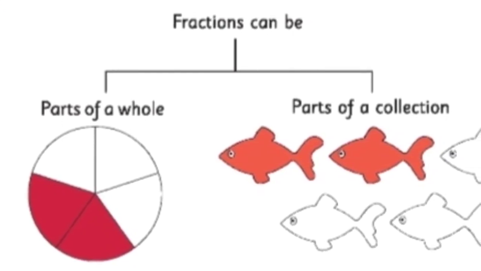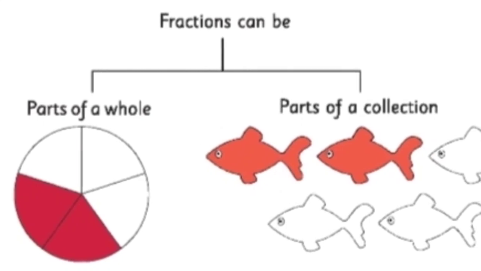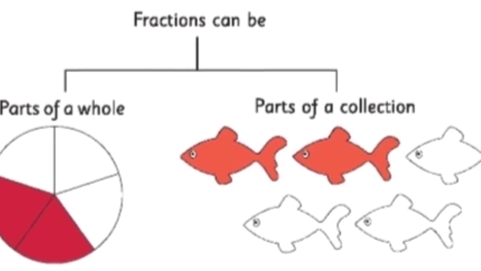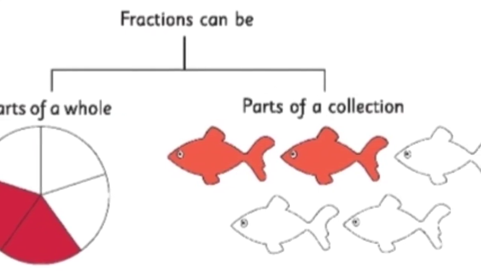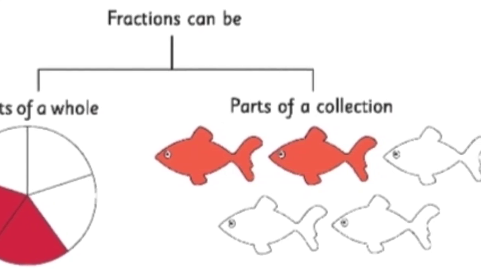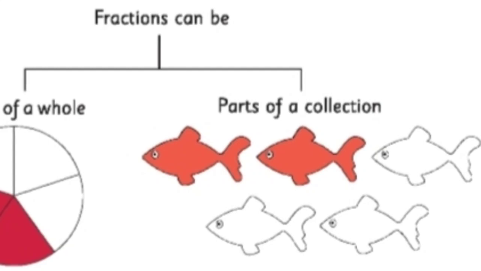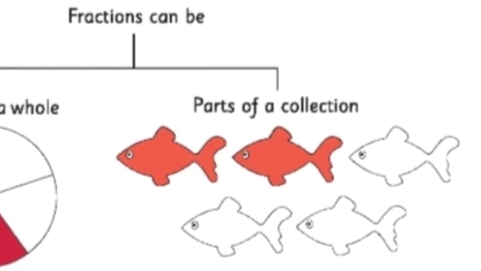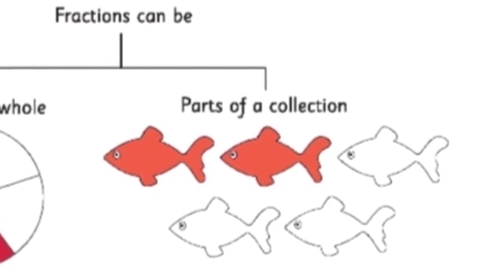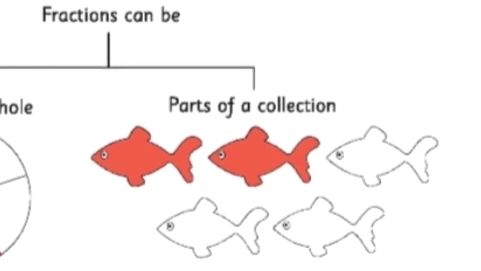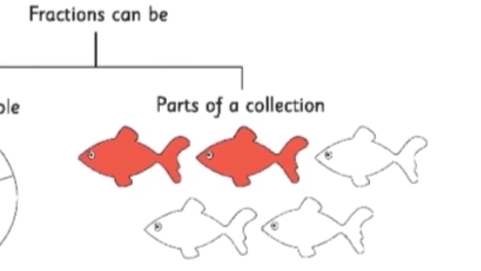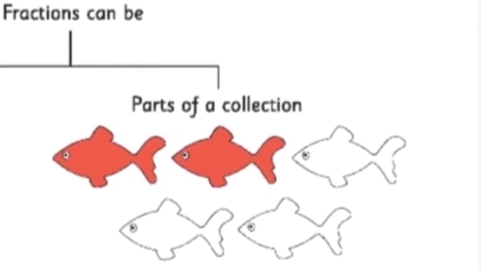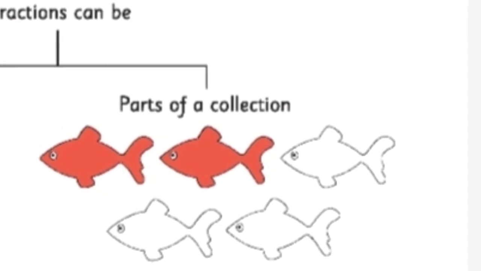Here, you can see a whole circle is divided into 5 equal parts and 2 parts are colored. So, we can write the fraction as 2 by 5. On the other hand, you can see 5 fish and out of 5 fish, 2 are colored. Here also we can write the fraction as 2 by 5. The only difference is one is the parts of a whole and the other is the parts of a collection. Circle is a single thing. The other is a collection of things.